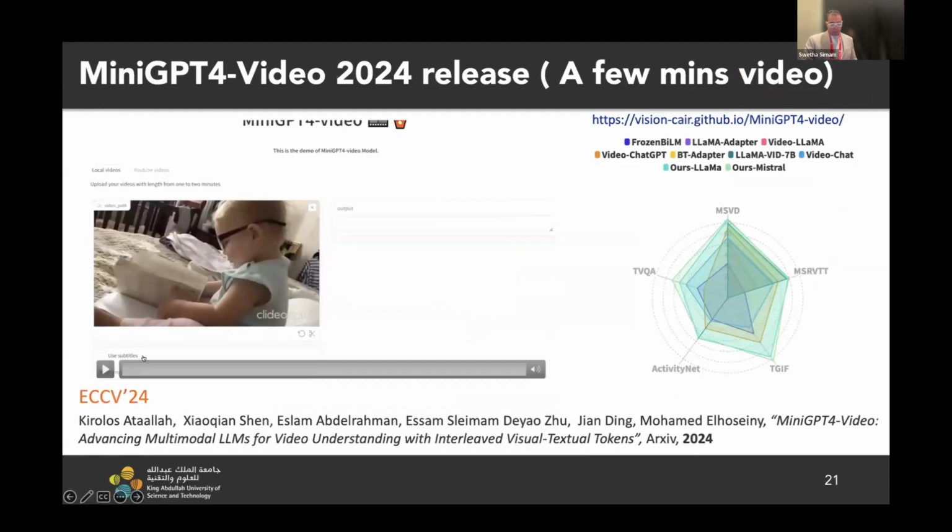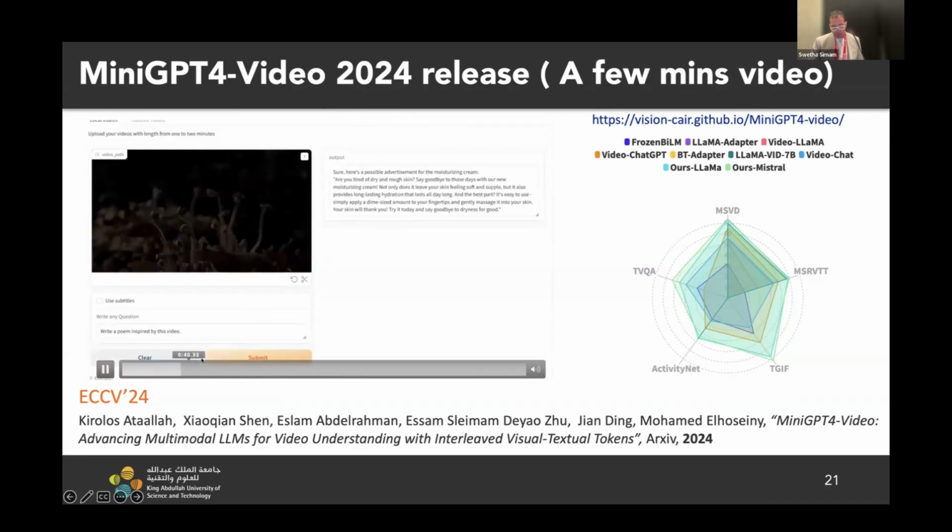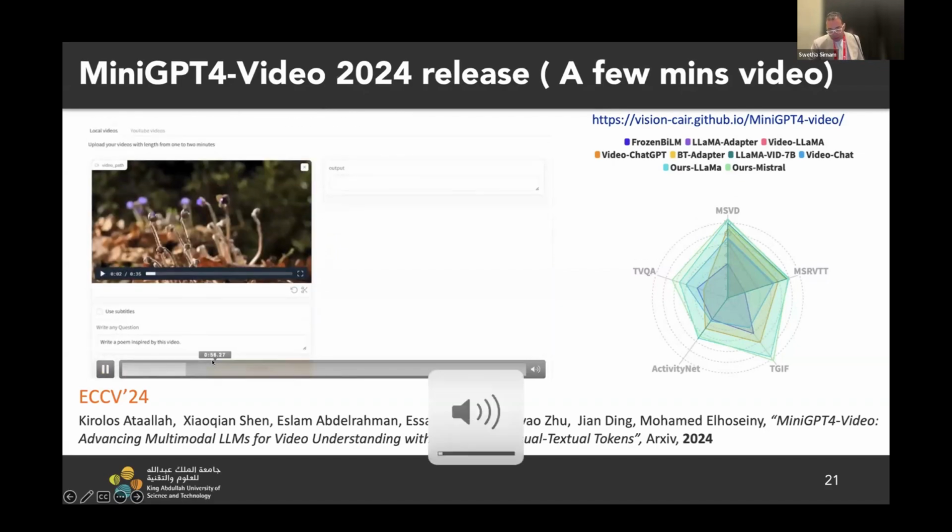More recently, we developed MiniGPT4-Video, which we later integrated with the Goldfish paper, which is a video language model that can process videos of a few minutes. So you can give it a video like, not sure if the voice is.